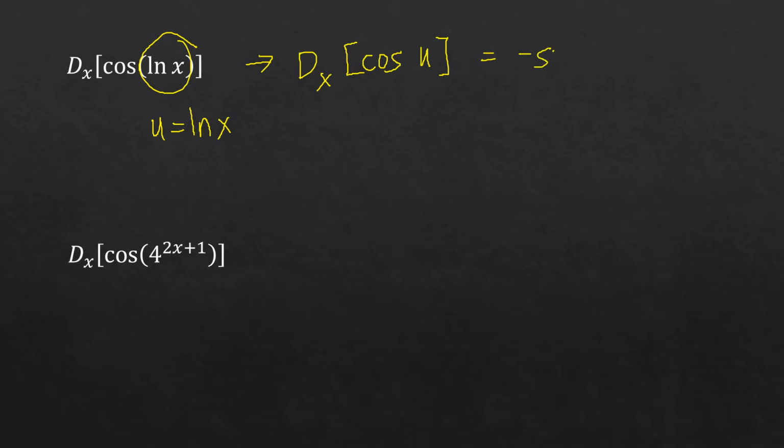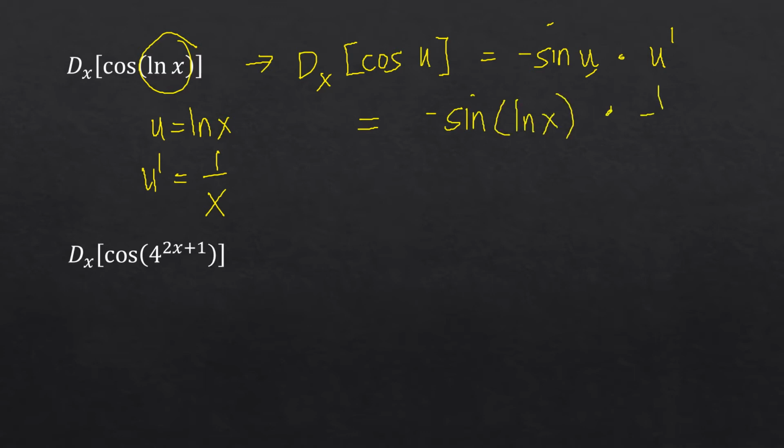Next, we have the derivative of cosine of ln of x. Here, let u be equal to ln of x, so that we may now have the derivative of cosine u, and that is equal to negative sine u times u prime, because u prime here is 1 over x. The derivative of ln of x is 1 over x. Now, let's replace u with ln of x. So we have negative sine of ln of x times the derivative of ln of x, which is 1 over x. So our answer is negative sine ln of x over x.